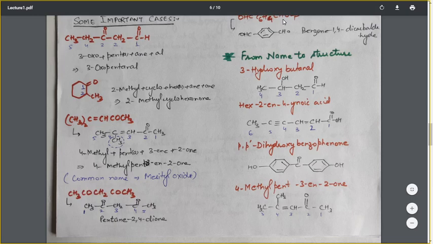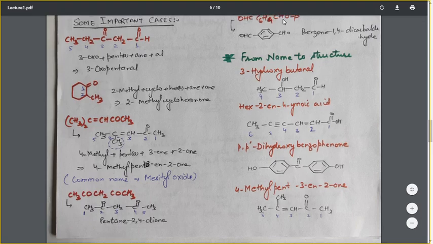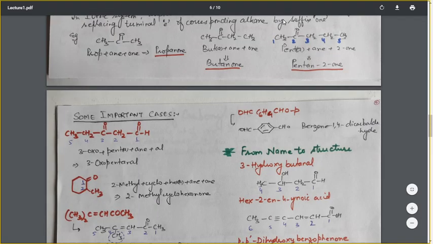If there are 2 groups on the benzene ring, then we have to show their position. They can have three different positions. They can be ortho with respect to each other, they can be meta with respect to each other, they can be para, and para means they are just opposite to each other. So here P means para, and it indicates that both the CHO groups are present opposite to each other.